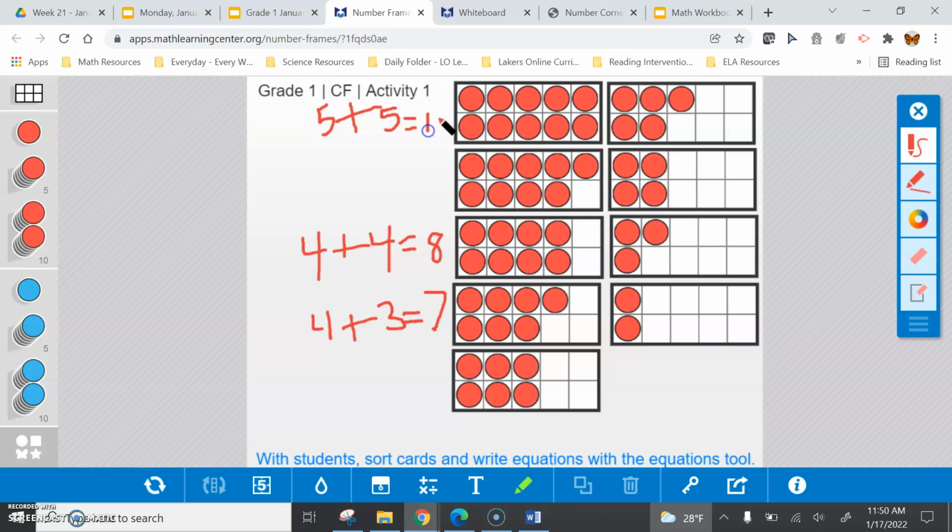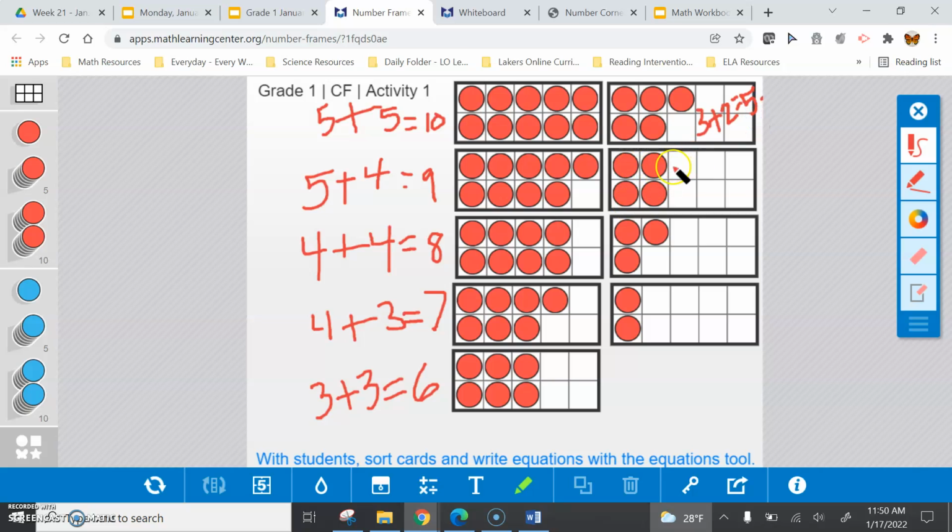5 plus 5 is 10. And then 5 plus 4 is 9. Then we have this, 3 plus 3. What is 3 plus 3? 3 plus 3 is 6. So this one, it's 1 less than that. So we have 3 plus 2, which is 5.